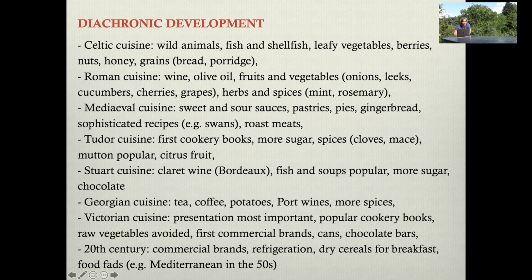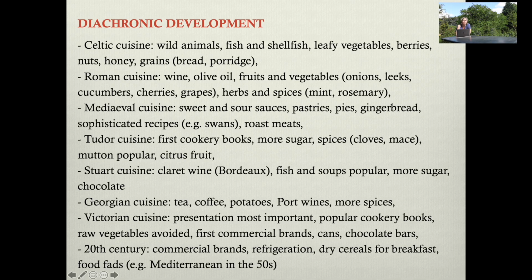And then when we move through different historical periods, there is more and more of that. So first cookery books in Tudor period, more spices, more sugar, citrus fruit becomes popular and fashionable, and even some people try to grow it in Britain. In the 17th century, even more sugar, chocolate becomes available and immediately is fashionable. Although initially it was prepared as a drink, and actually with wine rather than with milk nowadays. So claret wine, so the wine from Bordeaux.